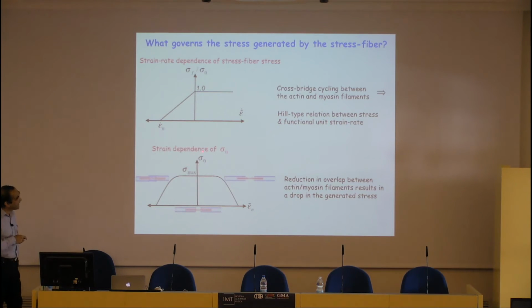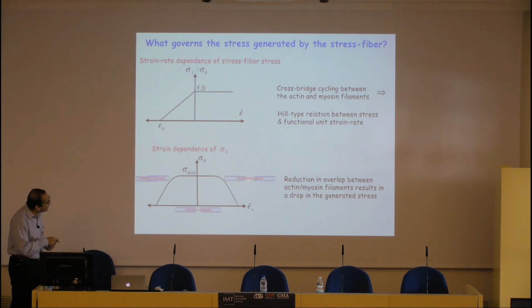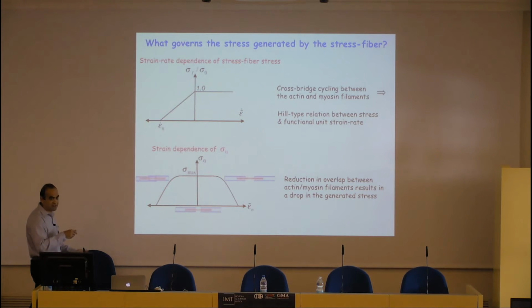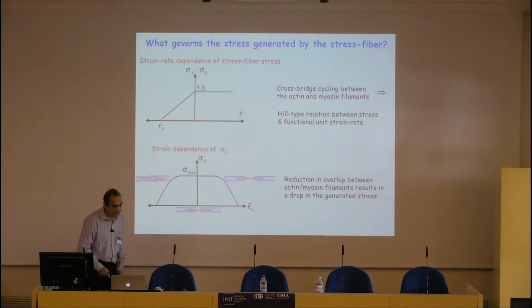There's also strain dependence, and the strain dependence comes from the fact that if you pull the stress fiber too much, there's nearly no overlap between these myosin filaments and the actin filaments, and so, of course, the stress will drop. If you get too much overlap, again the stress will drop because you're getting interference of these filaments, and somewhere in the middle you're getting a maximum stress. So this will be the stress-strain relationship. This is a stress-strain rate relationship, and so you can put that all together to get that sigma f. And now I'm going to say, okay, so these are all the constitutive parts.